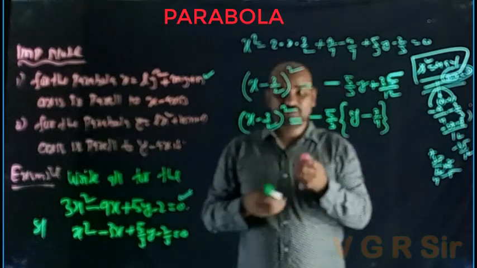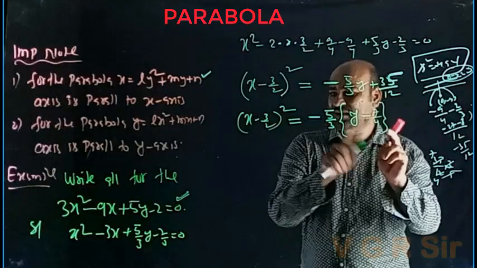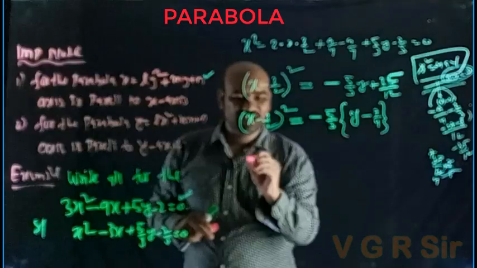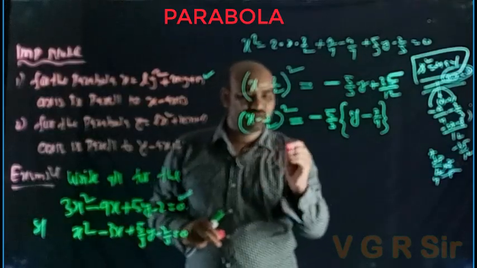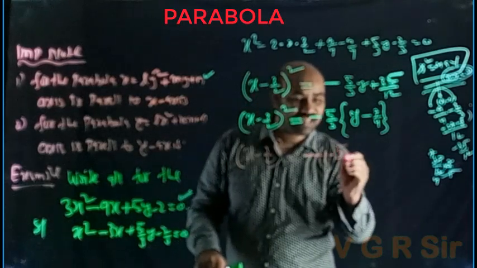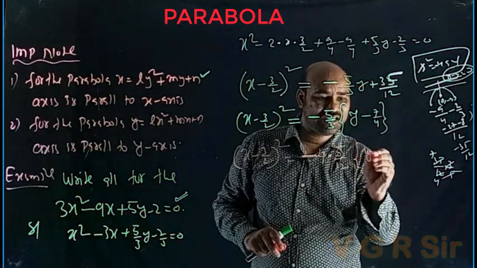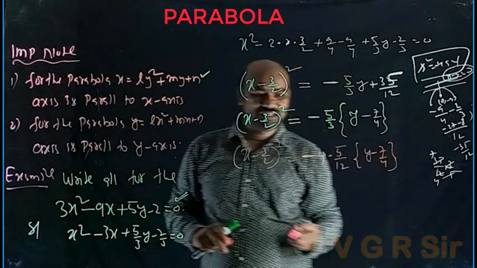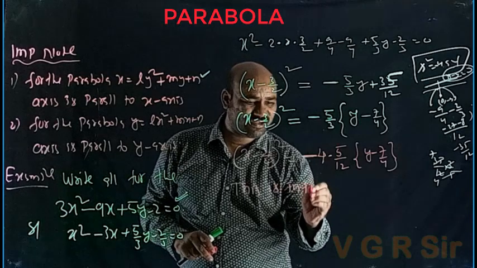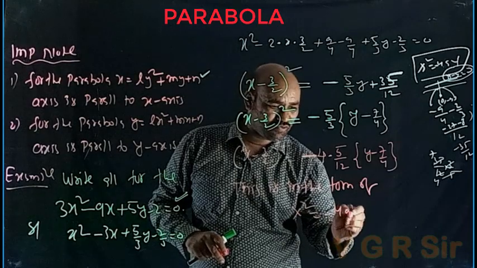Okay, observe here, what happened? This is the x square equals minus 4ay form. x square, 4a you want. x minus 3 by 2 whole square equal to minus 4a, where a means 5 by 12, I can write, no? 4 multiplied, 4 divided, into y minus 7 by 4. Important, this is in the form of x square equal to minus 4ay.